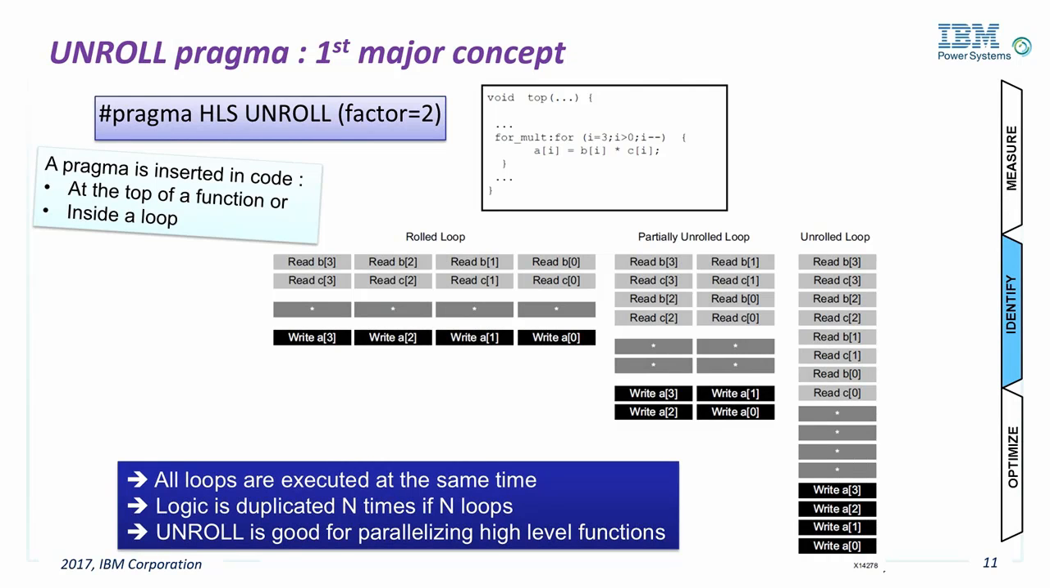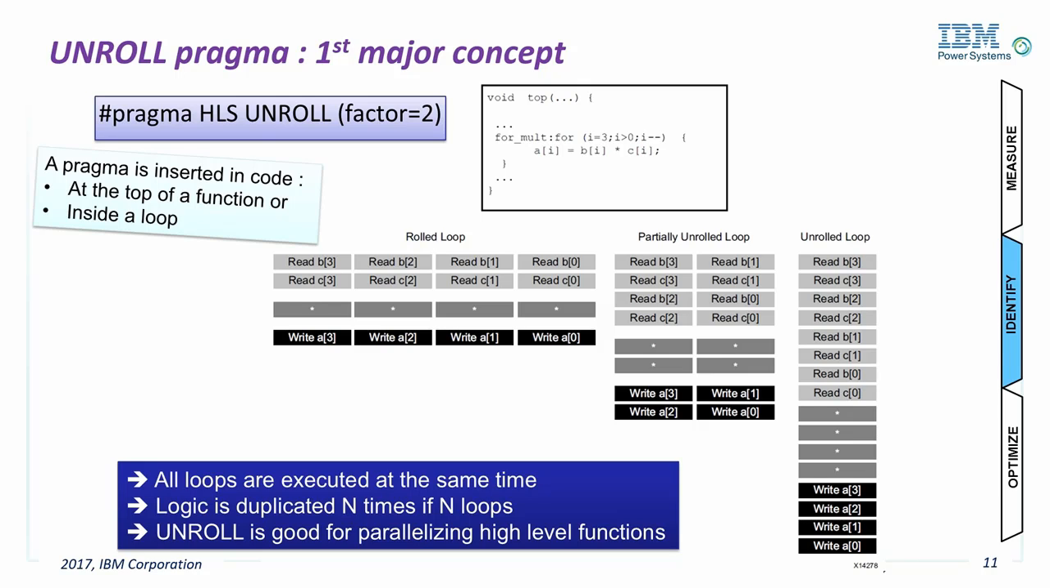Unrolling is just flattening all loops so that they are all executed in one clock period. This also means that logic is duplicated n times if there are n loops, so potentially taking more space in the FPGA. You can add a factor to control the unrolling. Apply this unroll directive as soon as you see parallelization.